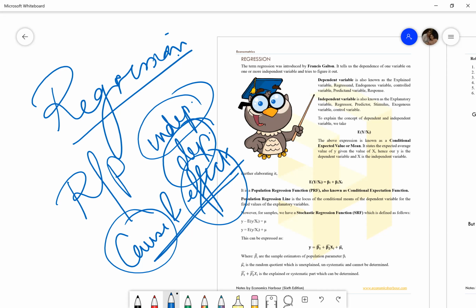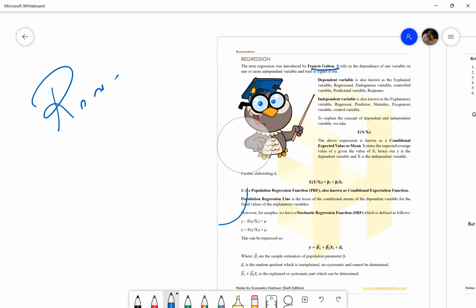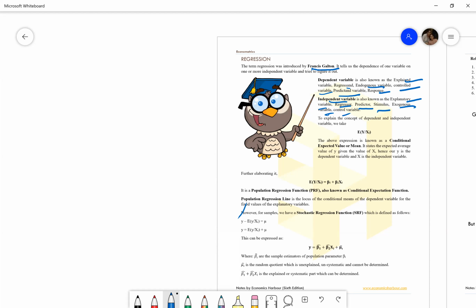So the term regression was introduced by Francis Galton, right? And you have a dependent variable. The synonyms are, it is called an explained variable, regressand, endogenous variable, controlled variable, predictand, and response. While the independent variable is also known as the explanatory variable, regressor, predictor, stimulus, exogenous variable, and control variable.